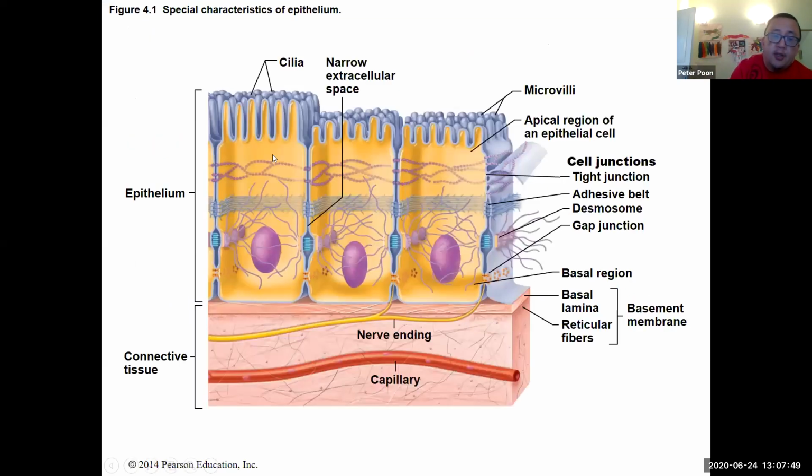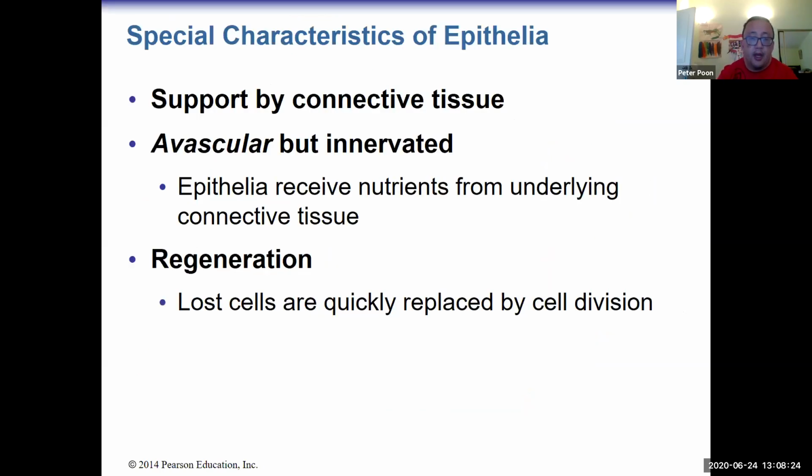Okay, they get their nutrients from underneath. Okay, so the blood goes through here and they get their nutrients from there. The last thing is this thing, the nerve endings. Okay, so even though they're avascular, they're very well innervated because they provide you with protection from the outside world. So they have to sense what's going on, right? So they have to feel pain, pressure, and all these things that are going on in the cell.